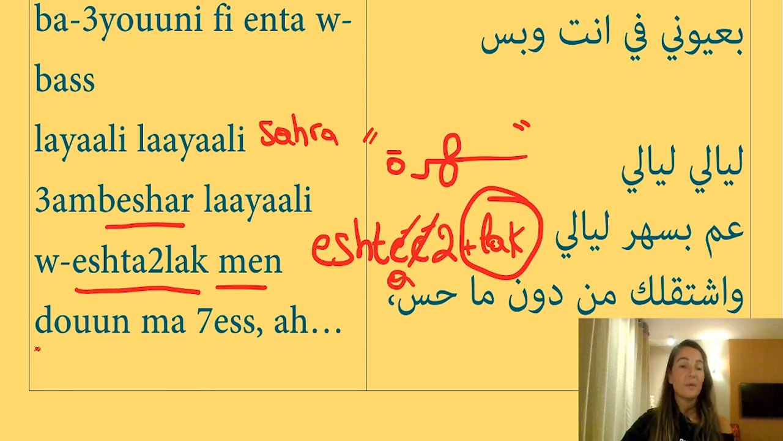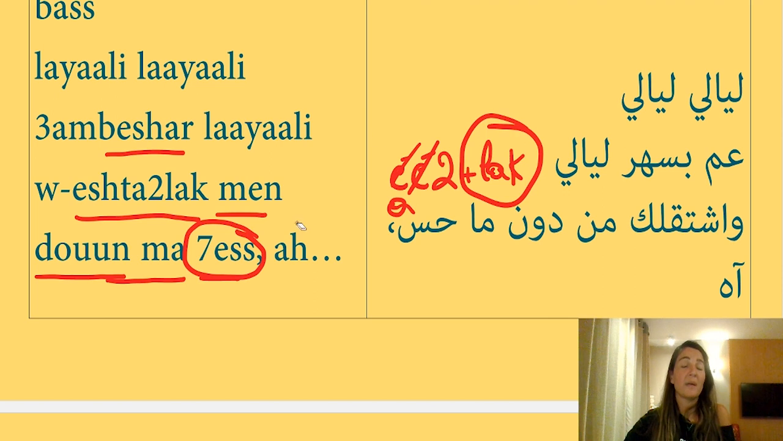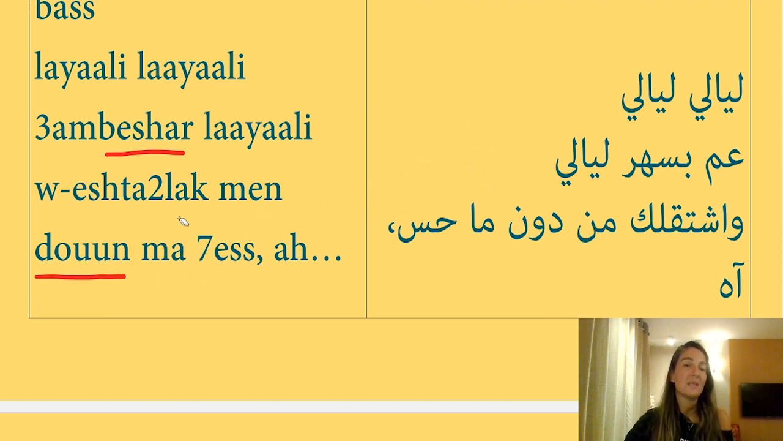من دون means without. You can also say بدون. It's exactly the same. من دون or بدون. من دون ما حس. حس means I feel. Literally you're saying without that I feel. It makes no sense in English again. But in Arabic you mean that I am missing you without feeling it. So if you want to say I did something without feeling it, you say I did it من دون ما حس, without feeling it, without noticing it, or without being in control of your feeling, maybe as well. Okay, so عم بسهر ليالي واشتاق لك من دون ما حس.